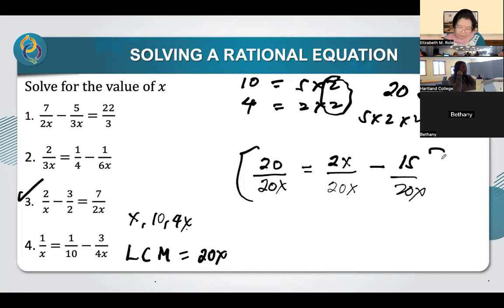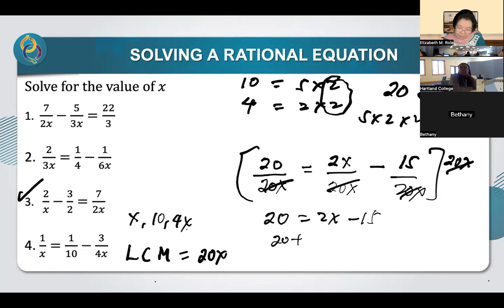So they now have the same denominators, all right? So I multiply both sides by 20x. I will now have 20 is equal to 2x minus 15. So we'll now have 20 plus 15 is equal to 2x. So x is equal to 35 over 2. Good.